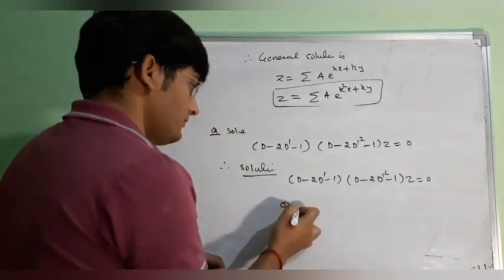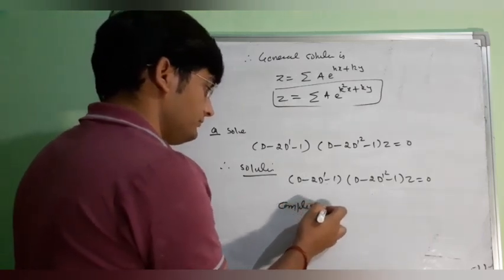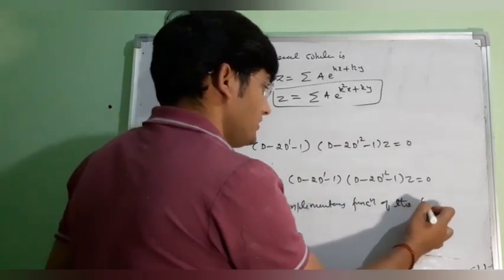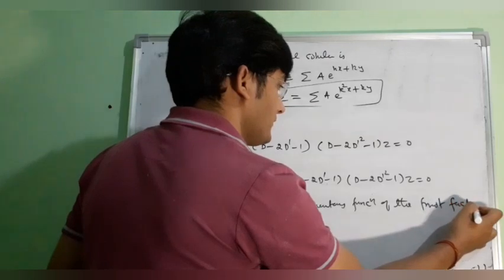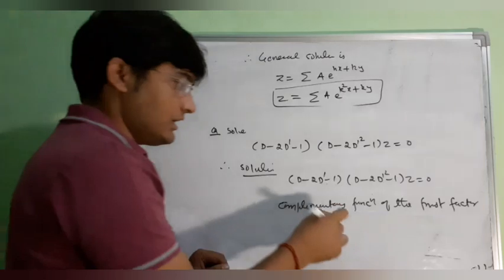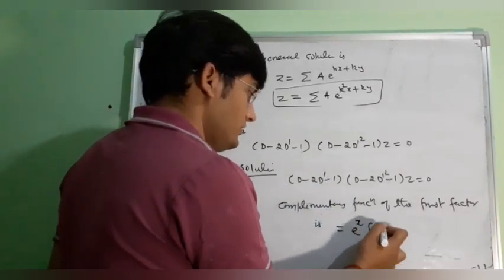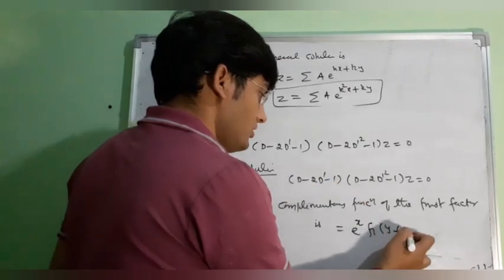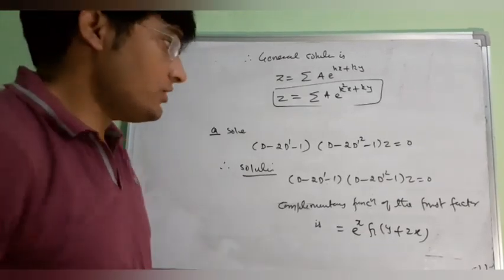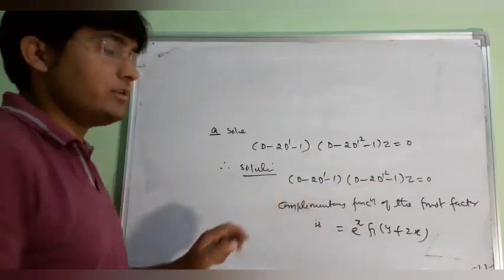Our complementary function of the first factor is e to the power alpha x. Now alpha is 1, so this will be e to the power alpha x f1 y plus m, where m is 2. So the CF of the first part is this one. Now let us find the complementary function of the second part. Here you can see that the second part is nonlinear.